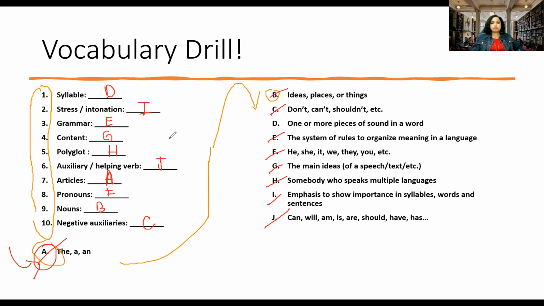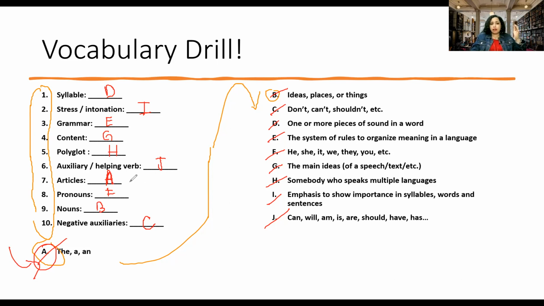A syllable: one or more pieces of sound in a word. Stress, intonation: the emphasis to show importance in syllables, words, and sentences. Grammar: the system of rules to organize meaning in a language. Content: the main ideas of speech, text, etc. Polyglot: somebody who speaks multiple languages. Auxiliary helping verbs: can, will, am, is, are, should, have, has, and more.